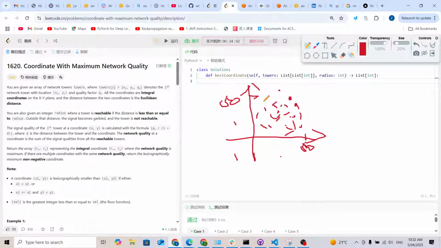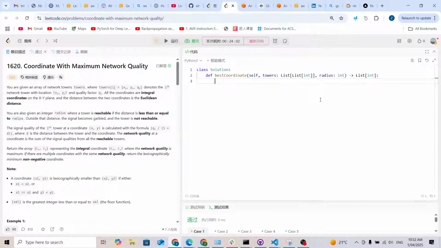So normally this point is going to be from 0 to 50 and 0 to 50 for the coordinates. This means we can use brute force to solve it. The tower station should be from 0 to 50 and 0 to 50, inside these areas. So this is going to be the tower station. Now we can solve the problem by using brute force.